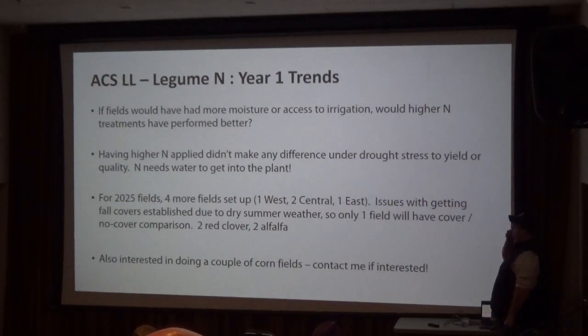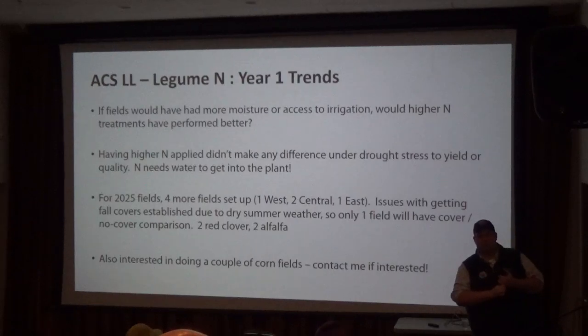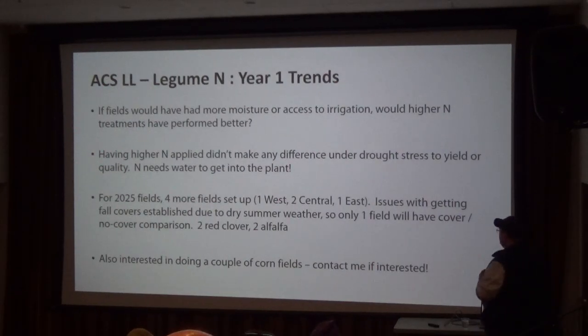I said we have 4 more fields set up this year. I have 1 in the east, 1 in the west, and 2 in the central. 2 of them are red clover this year instead of alfalfa, because we want to have red clover in there as well. 2 of them are alfalfa. 1 of them is late fall terminated. The other 3 are early fall terminated. So we should get a little diversity there.